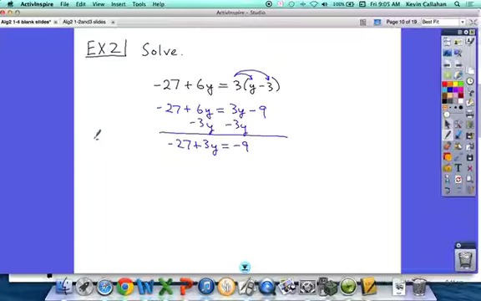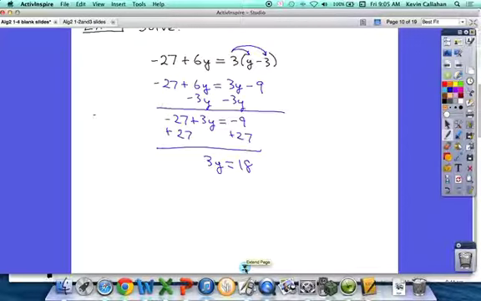Okay, what then? Yeah. Okay, this is a negative 27. In order to cancel it, you got to add 27. 3y equals 18. Okay, last step. Divide both sides by 3. Good. Pretty basic stuff so far.